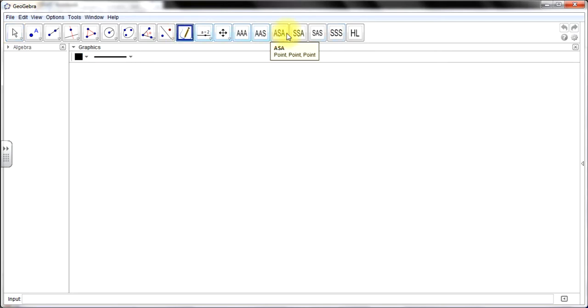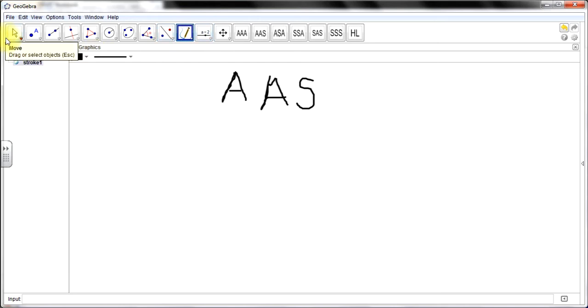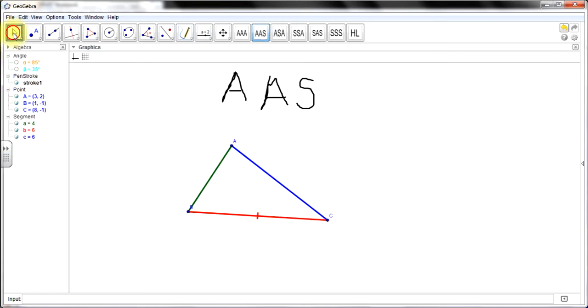I'm going to do angle, angle, side. I'm just going to write it here with the pen tool. Sorry, that looks so bad. Okay, angle, angle, side. So what that means is I'm going to grab my angle, angle, side tool. I'm just going to click on the screen here, make a triangle. Alright, so now the angles that I want to show are congruent. Then we make another triangle somewhere over here that's congruent to this one, checking to see if it's congruent based off of this combination.